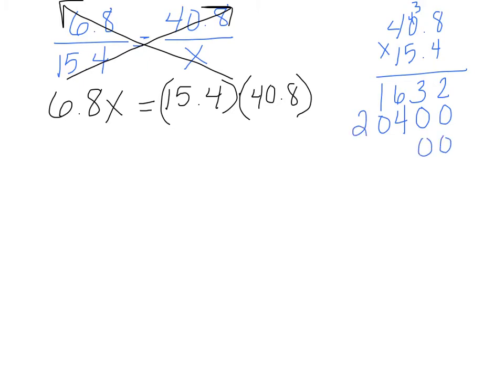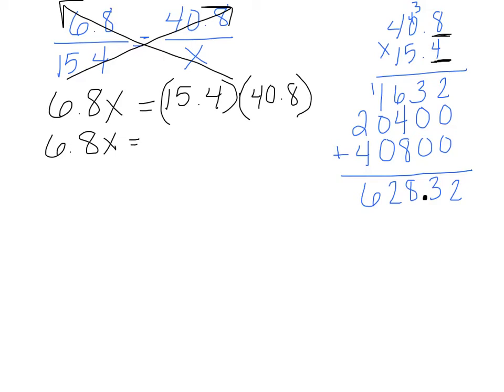1 times 8 is 8. 1 times 0 is 0. 1 times 4 is 4. And now I get to add this all together. And I end up with 62832. But I have to remember that I have decimals. 1, 2. That means my decimal place has to be 2 numbers in. So my real number is 628.32. So I'm going to put that into my problem.